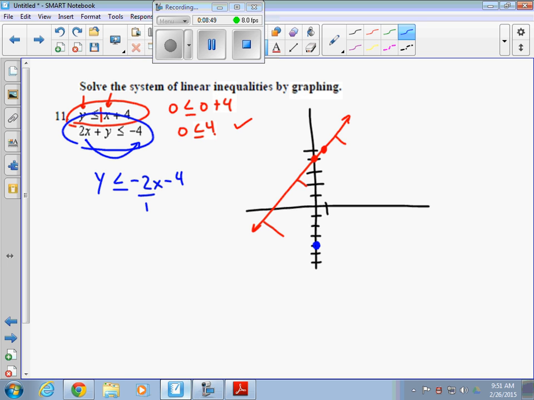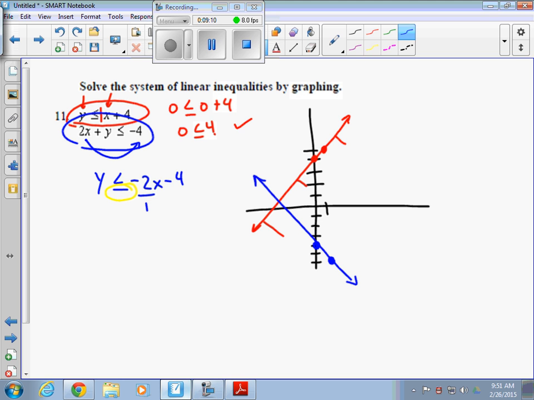So go down 2 and to the right 1. So there would be your second point. Again, this is an inequality, so we have to determine solid or dashed line. It says "or equal to." Remember, all we're looking at is this part right here. Does it say "or equal to" or not? It does. So it's going to be a solid line through those 2 points.